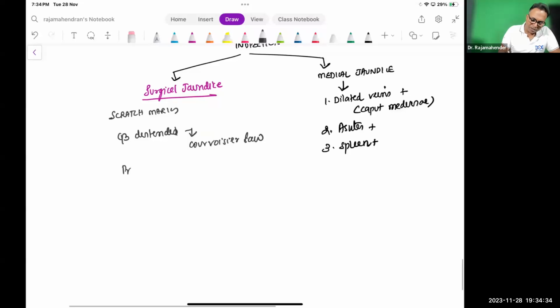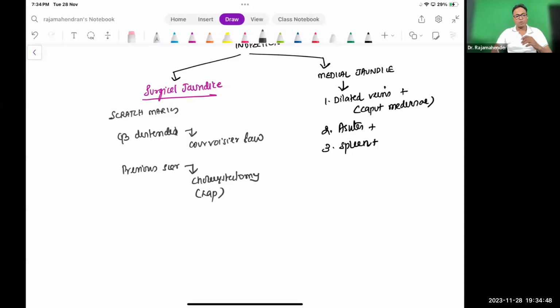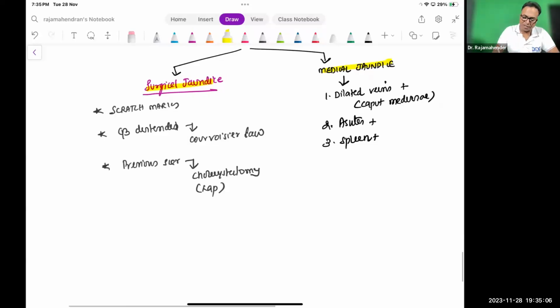Very important, previous surgical scars. A previous scar means probably a bile duct surgery was done and we have injured the bile duct. Previous scar of cholecystectomy should be noted. Especially nowadays, we are doing laparoscopic cholecystectomy, so you should look for the laparoscopic scar in the abdomen. So scratch marks, gallbladder distended, and previous scar you should look for in obstructive jaundice patients. Don't forget these points. So medical jaundice and surgical jaundice, you can see some points on inspection.